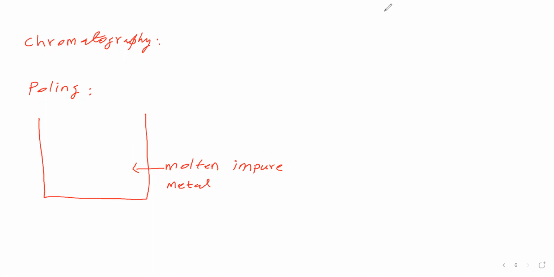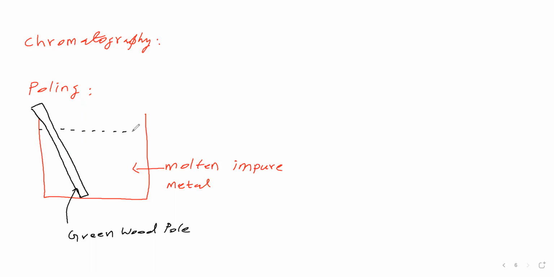Then we keep a green wood pole in it. Over the surface we keep carbon powder.